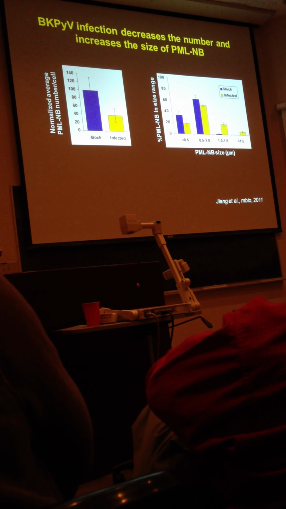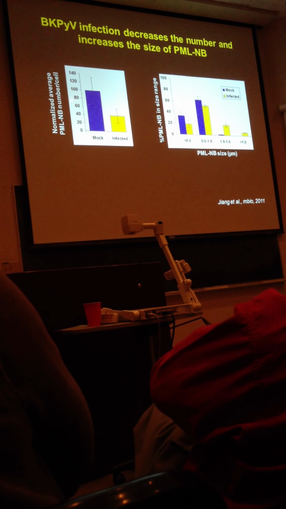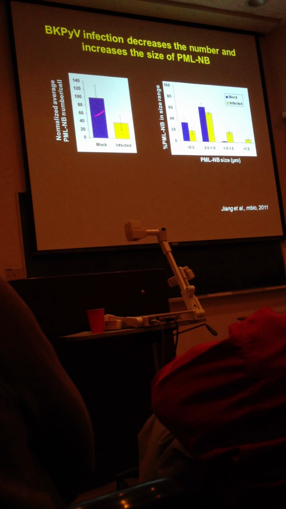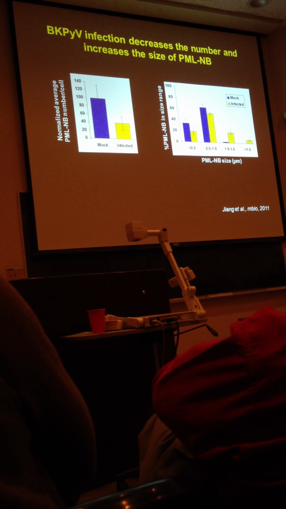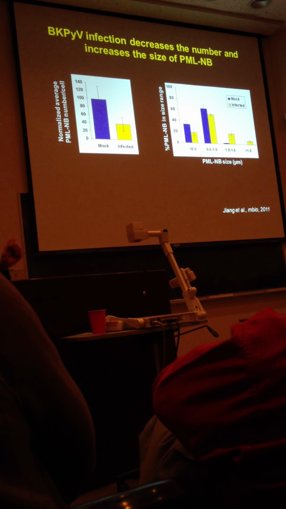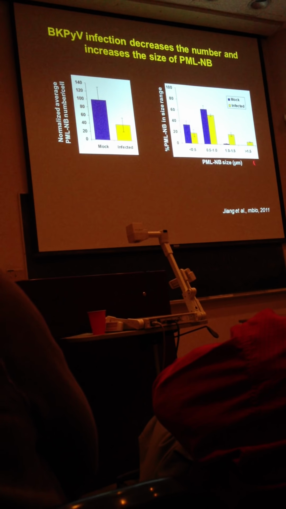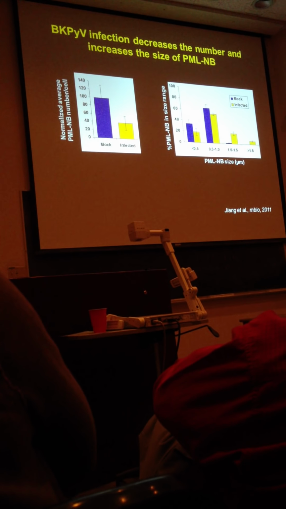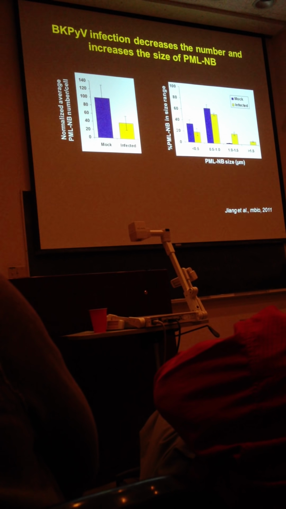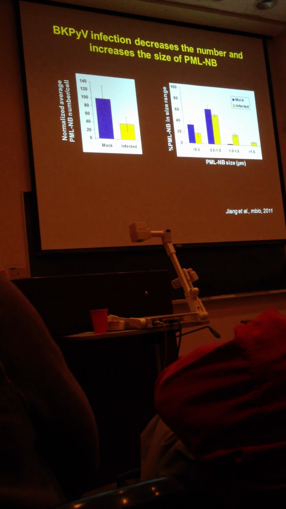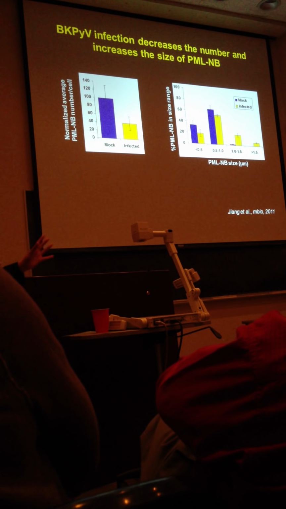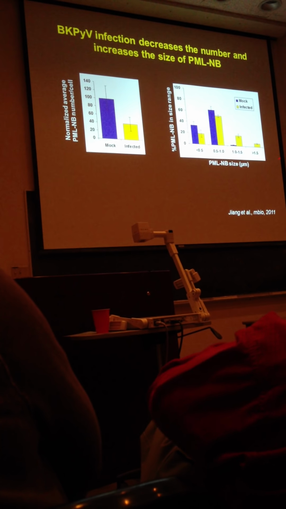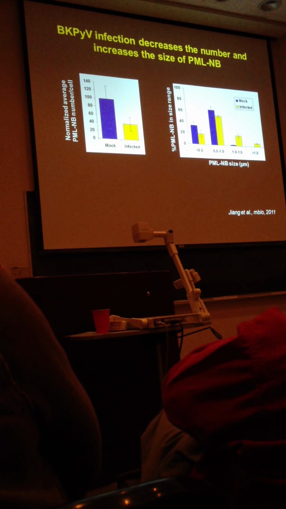On the left, we're looking at the average number of PML nuclear bodies per cell, with the mock-infected normalized to 100%. You can see that compared to the mock, there's about a 60% drop in the average number of PML bodies per cell when the cells are infected with BK. And on the right, we're looking at the size distribution of those nuclear structures. In the mock, most of the PML bodies are pretty small, with a diameter of less than 1 micron. However, when the cells are infected with the virus, we start to detect really big PML nuclear bodies, some with a diameter over 1.5 microns.